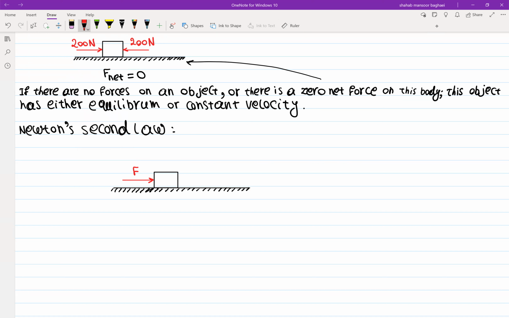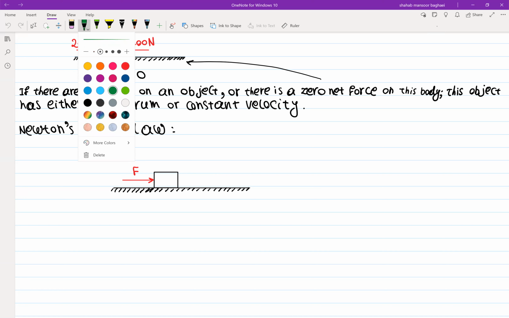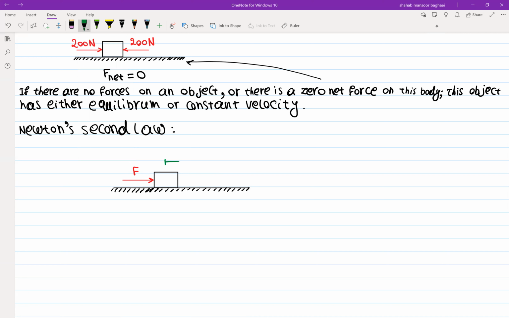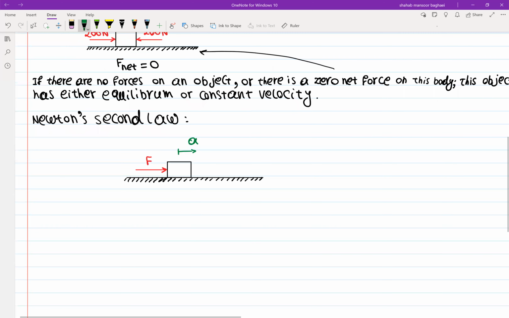And if you have force here, or you have non-zero net force, at that moment, your object will have an acceleration. The acceleration of this block and the applied force have the same direction. Consequently, I can show you the acceleration here in this figure. This is A. It means force will cause acceleration. In other words, force is proportional to acceleration. Therefore, this is Newton's second law.